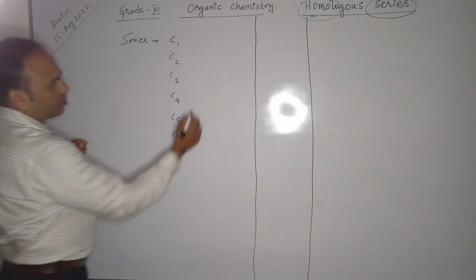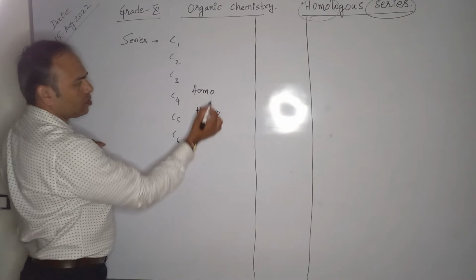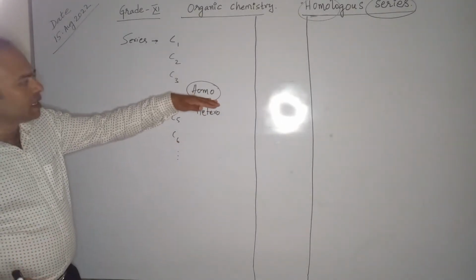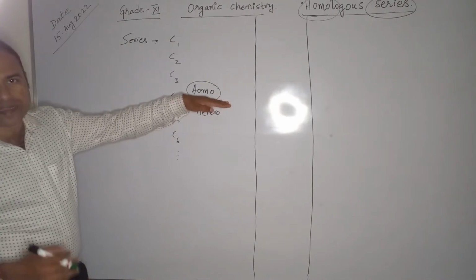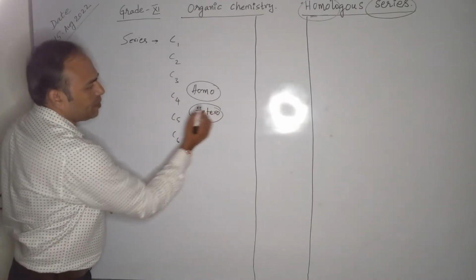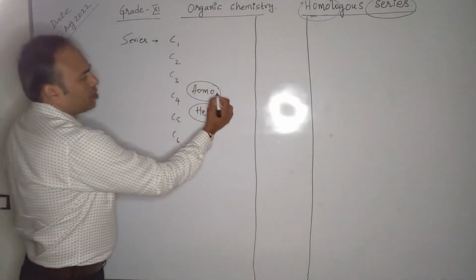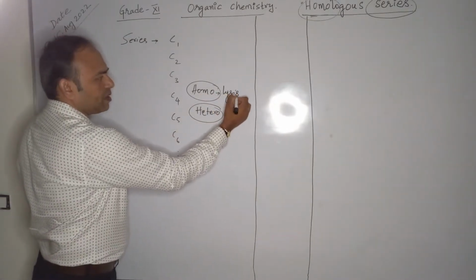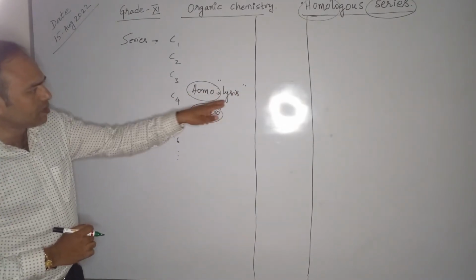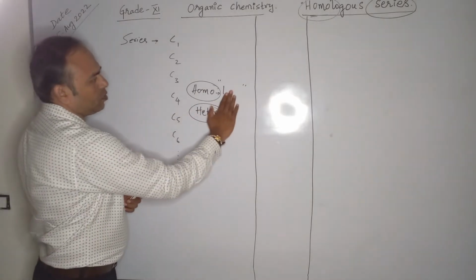We have two things. First one is homo and second one is hetero. Homo always indicates a similar type of things. For example, the same number or same type of functional groups. Hetero indicates a different type of functional groups. So always keep in mind, suppose I write homolysis. Lysis means breakage. Homolysis, equal breaking. Heterolysis, unequal breaking.